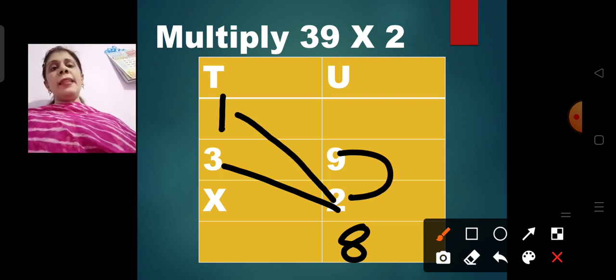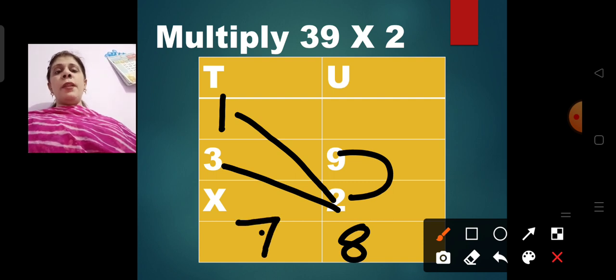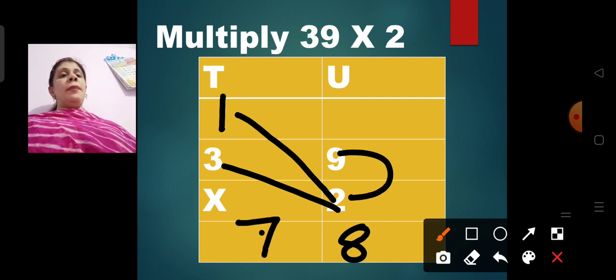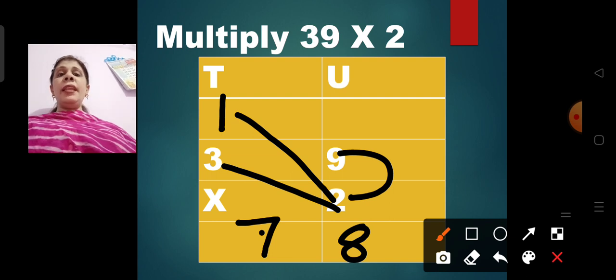To that 6 I will add this 1. So 6 plus 1 will be 7. That means when I multiply 39 into 2, I get my answer 78. Okay. So 39 twos is 78.